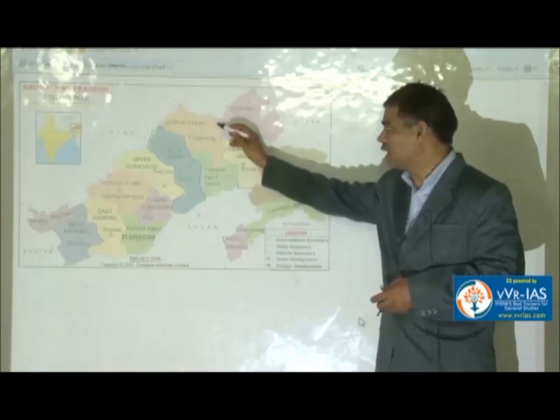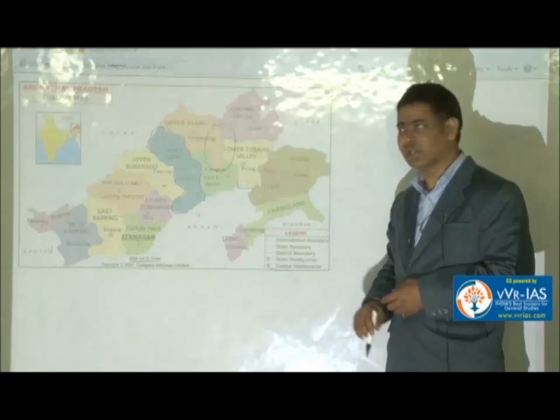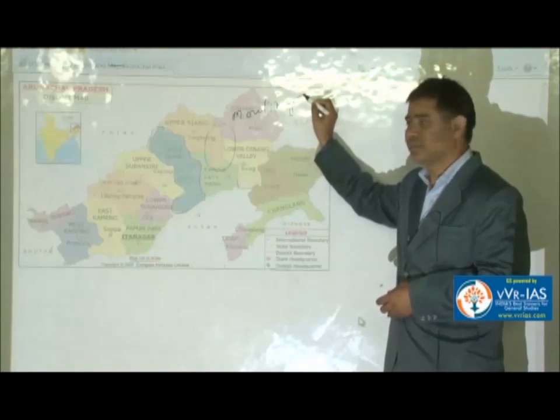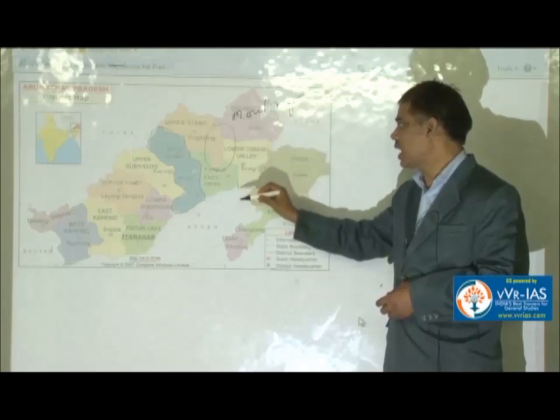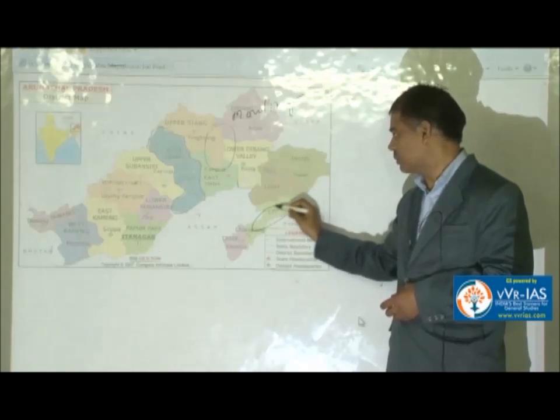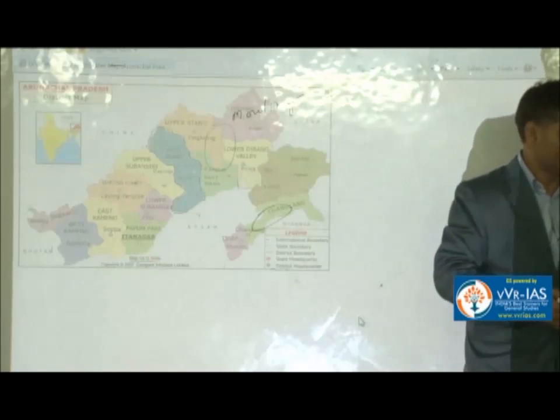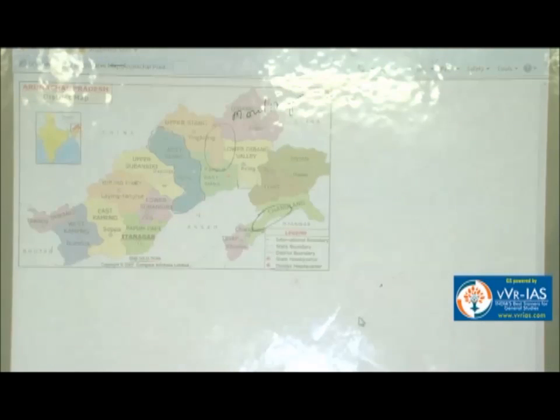One more national park is located in Arunachal Pradesh. The name of one more national park in Arunachal Pradesh is Mouling National Park. So Mouling National Park is located here and Namdapha National Park is located here. Here we can get all kinds of climate. Now the next question.